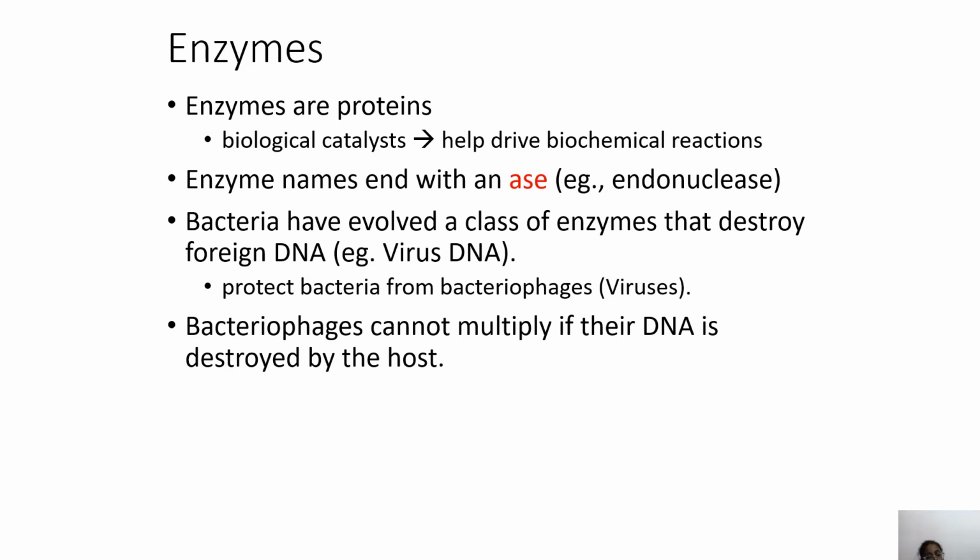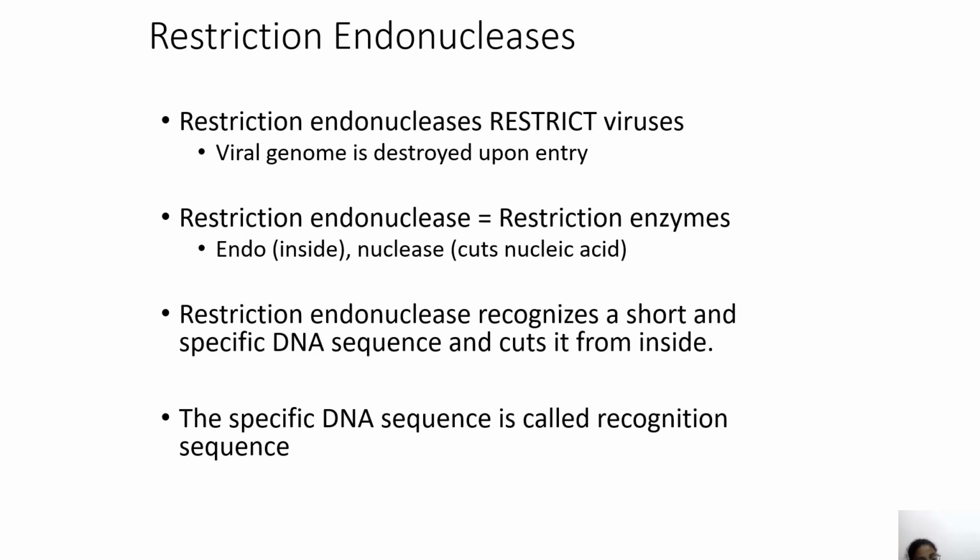For example, virus DNA. If a virus like a bacteriophage infects a bacterium, the bacterium will have a class of enzymes that destroy the foreign DNA and protect the bacterial DNA. Bacteriophages cannot multiply if their DNA is destroyed by their host. So restriction nucleases restrict viruses, because the viral genome is foreign DNA and it is destroyed upon entry.